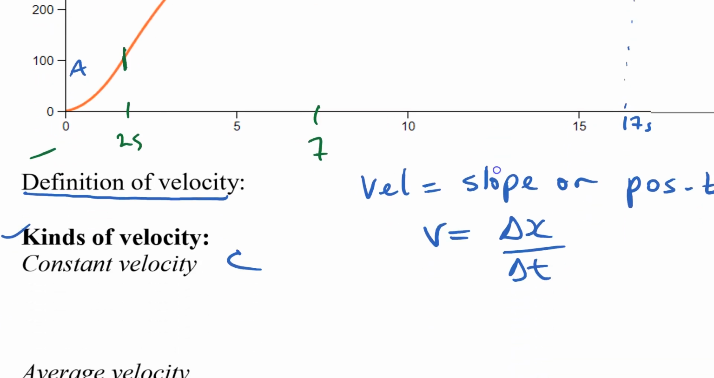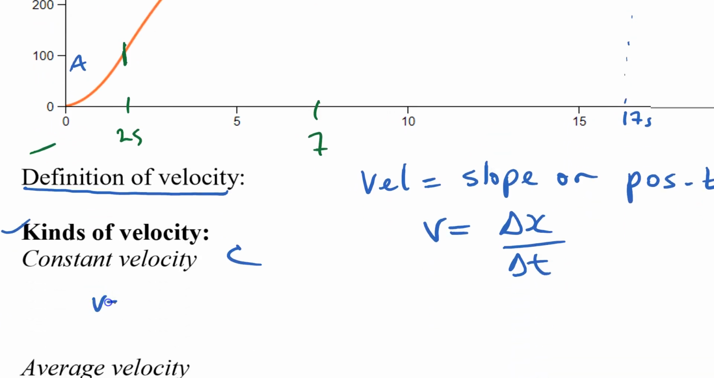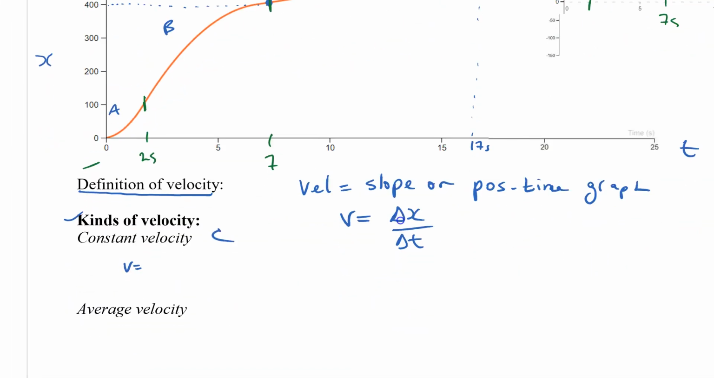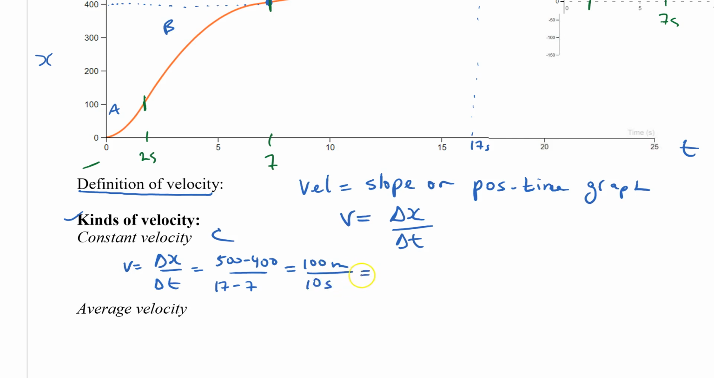So we can say here for constant velocity, how much did it rise? Well, it rose from 400 to 500. So the change in position was the second one minus the first one, which is equal to 100 meters. How much time went by? What was the change in time? Well, it was at 17 seconds at the end, and 7 seconds at the beginning, so it was 10 seconds. So what was the velocity? 100 divided by 10. 10 meters per second. Okay, that's kind of cool.